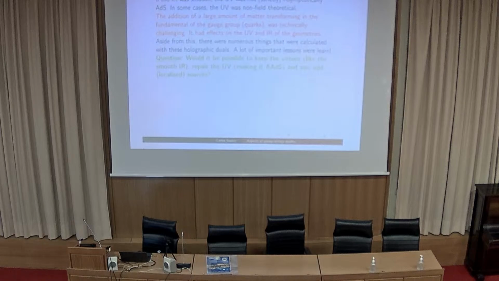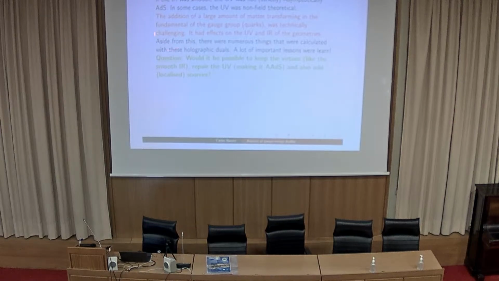And the features of these are, if the UV is well defined, like in the first type of setups, the infrared is typically singular. If the infrared is smooth, the UV is not strictly asymptotically AdS5 or AdS, and in some cases the UV is not field theoretical. Also, another feature is that if you want to add to these systems a large amount of matter transforming in the fundamental, namely quarks, this is quite technically challenging. I'm not saying it's impossible, I'm saying it's technically challenging, and it has some effects.